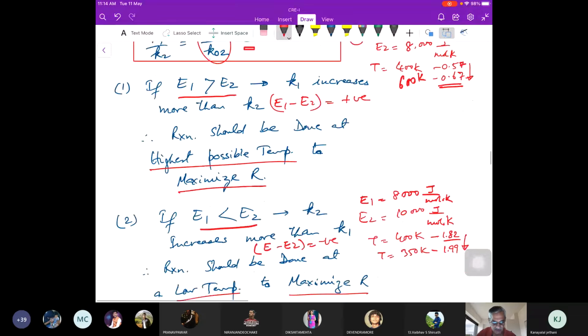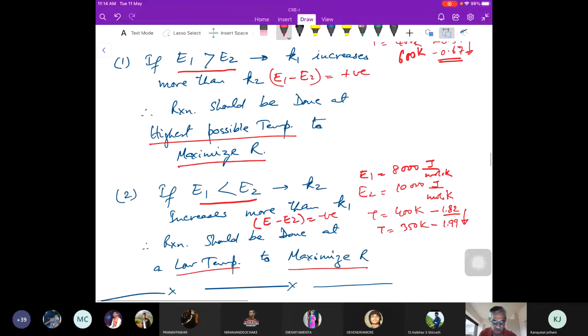And the other case is when E1 is less than E2, that means K2 increases more than K1, and in this case we had seen क्या होता है, temperature reduce किया तो K1 by K2 increase होता है. So in this case the reaction should be done at low temperature or lowest temperature possible to maximize R.